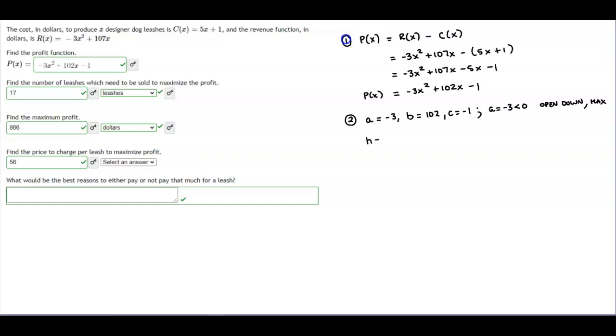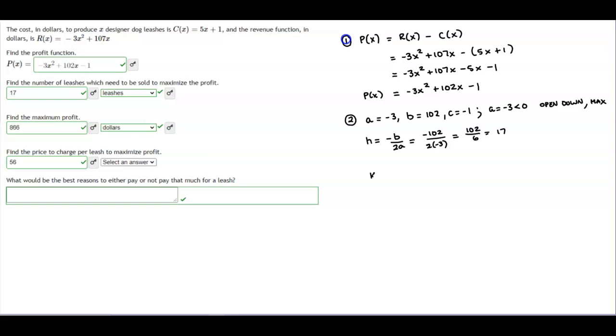So let's go ahead and find the first part of the vertex. Well, h is equal to negative b over 2a. So that's going to be negative 102 divided by 2 times negative 3. So it's going to give us 102 divided by a positive 6, which is equal to 17.